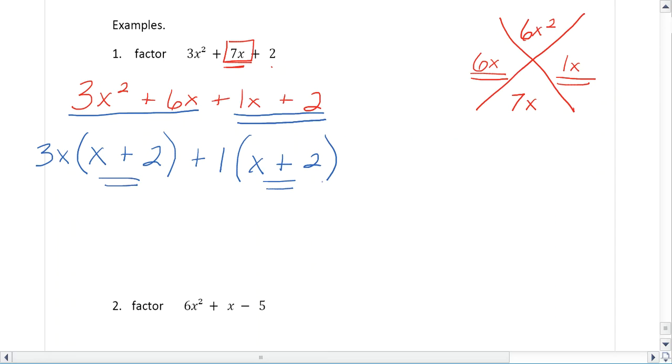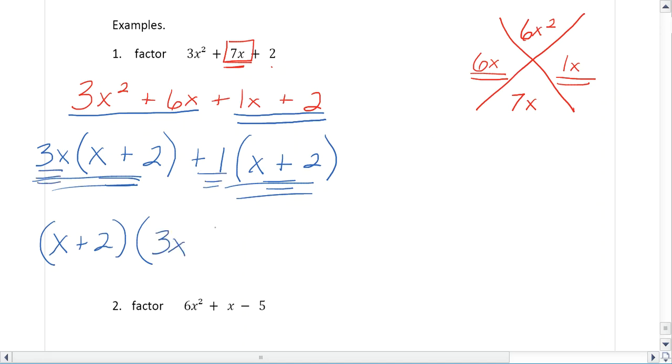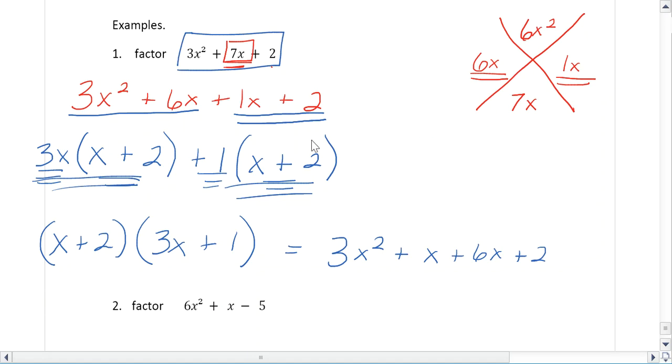Now we do another GCF. This front term and this back term share an x plus 2. So let's put that in front as our GCF and put in parentheses what we have left. We have a 3x and we have a plus 1. So this is the original trinomial factored, and we can FOIL it to check it. When I FOIL it, I see that this adds to 7x, and it does give me the original trinomial I started with. So our factoring checks out.